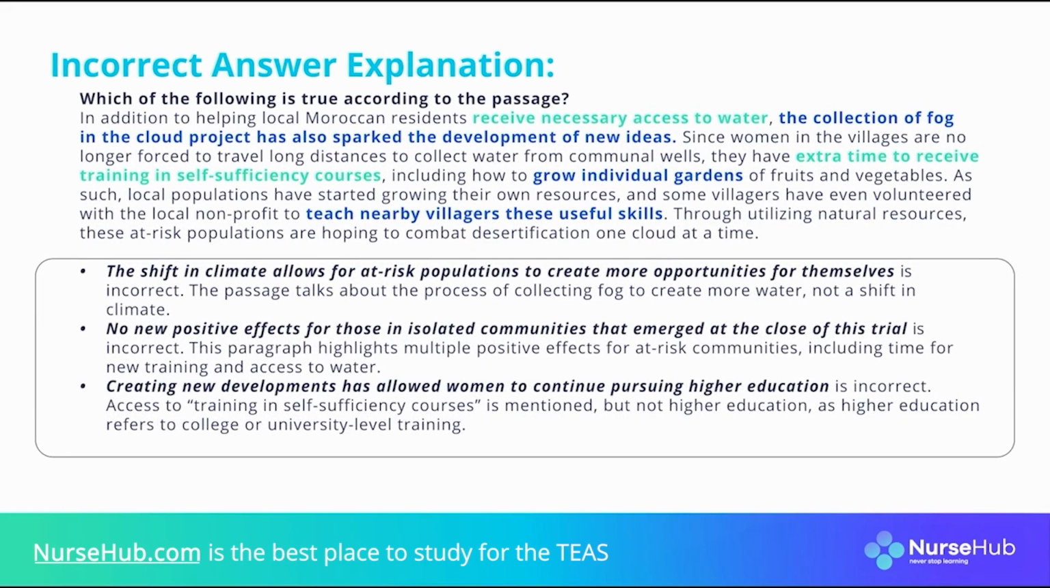Okay, so these next 3 answer choices are incorrect. The shift in climate allows for at-risk populations to create more opportunities for themselves. So the passage talks about the process of collecting fog to create more water, not a shift in climate. No new positive effects for those in isolated communities that emerged at the close of this trial. This is actually the opposite of what's true. This paragraph highlights multiple positive effects for at-risk communities, including time for new training and access to water.